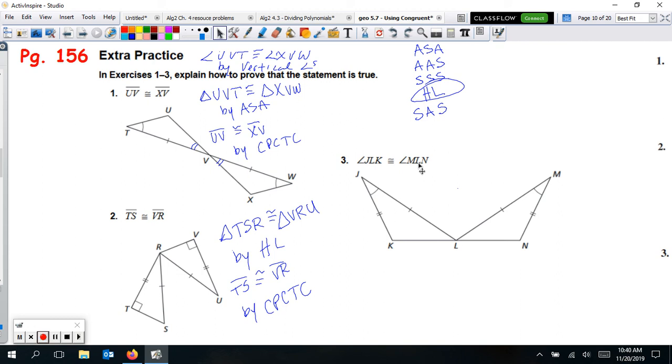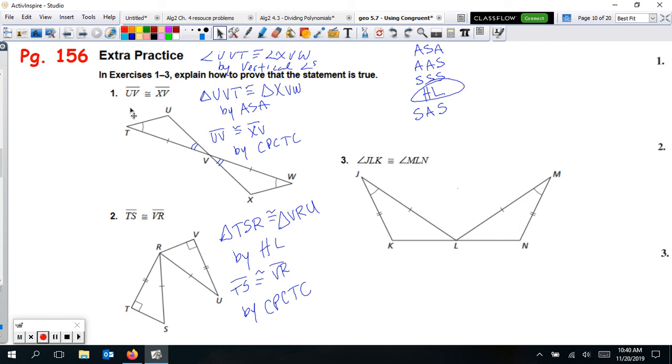Okay, on number 3, for this one, we're seeing angles here. They want to show angles congruent. JLK, so JLK on this one, that's this angle, is congruent to MLN, that's this angle here. And so what do we have so far on these triangles? Well, we have two sides and an angle, and it is an included angle. So looking up here, we have two sides and an included angle for SAS. We can use SAS on this one. So side, angle, and side again for each one.